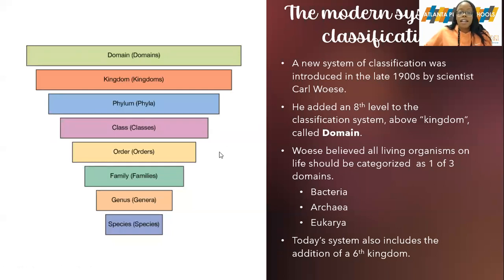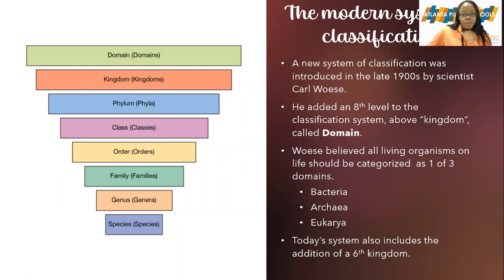All right, and on this slide right here, this is us getting closer to the modern day classification system and how scientists today utilize it. So a new system of classification was introduced in the late 1900s by scientist Carl Woese. Now this is after Whittaker. Whittaker introduced his, I believe, like 1940s to 60s. Now this is even later. This is around the 1990s time era.